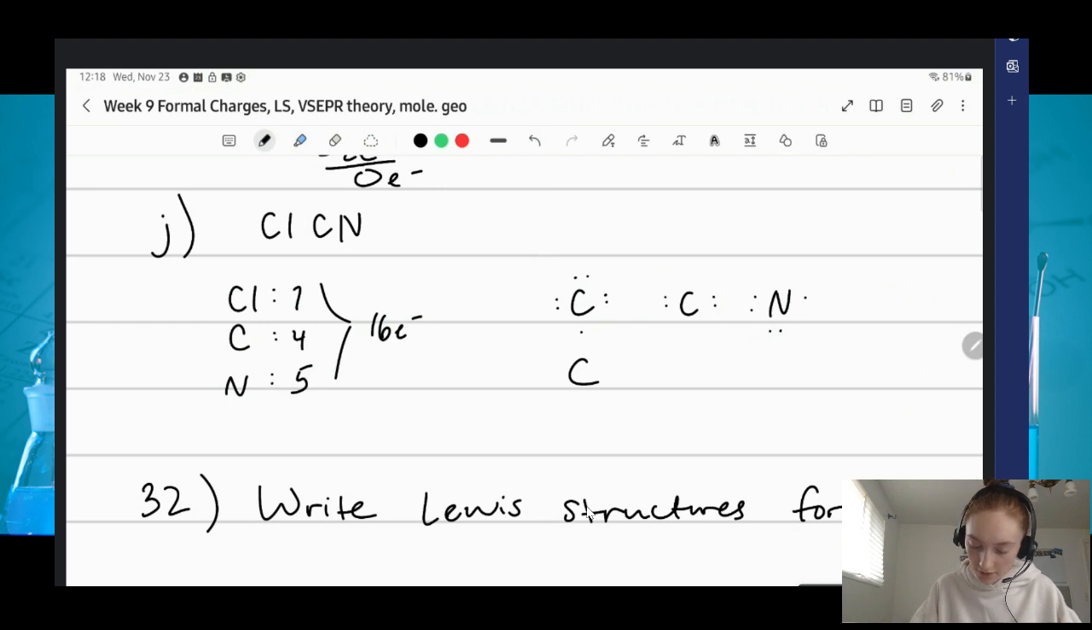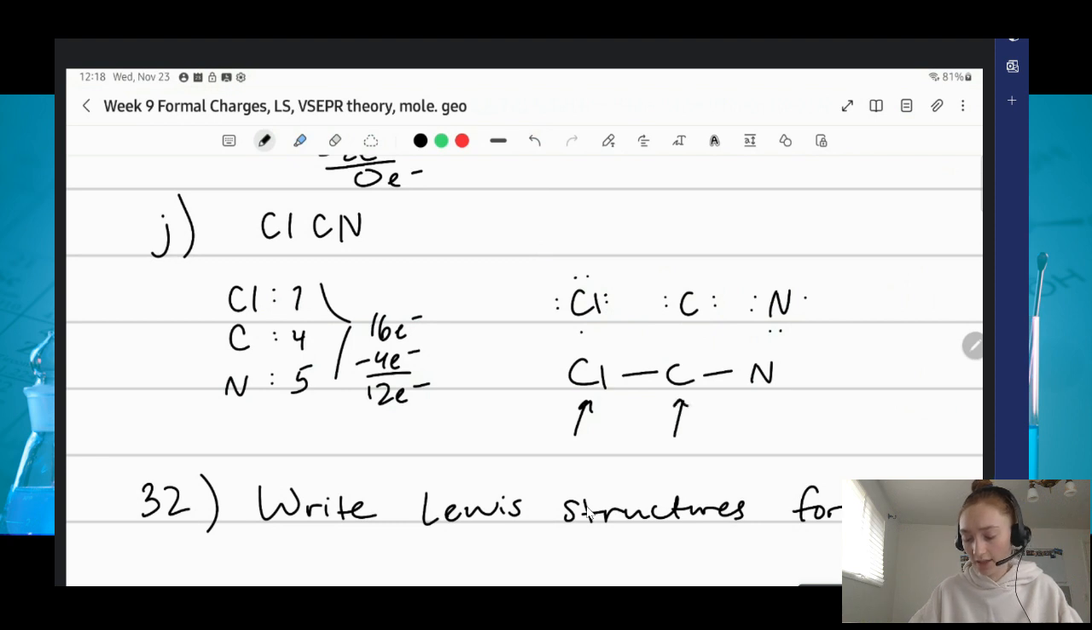So we have chlorine here, and then carbon, and then nitrogen. We have 2 single bonds here, so that's 4 valence electrons, which leaves 12 valence electrons. But it seems like we would need more than that, because chlorine would need 6, carbon would need 4, so that's 10, and nitrogen would need 6. So that would be 16 valence electrons. We only have 12, so we need to put some more bonds here.